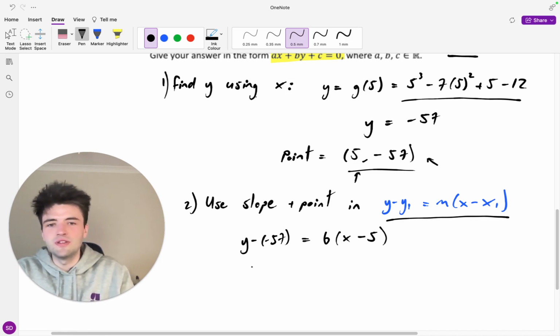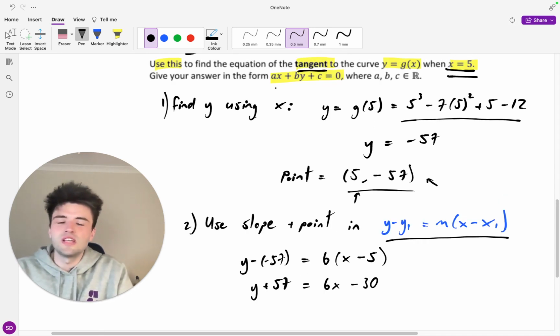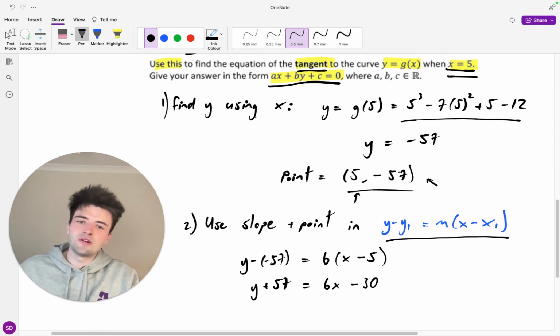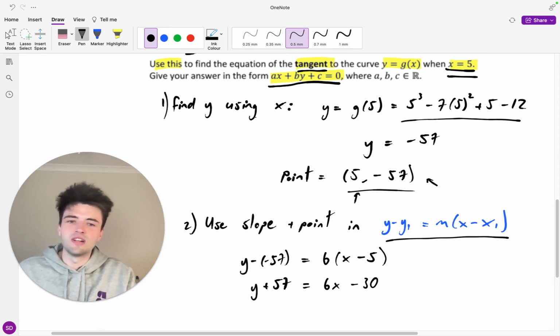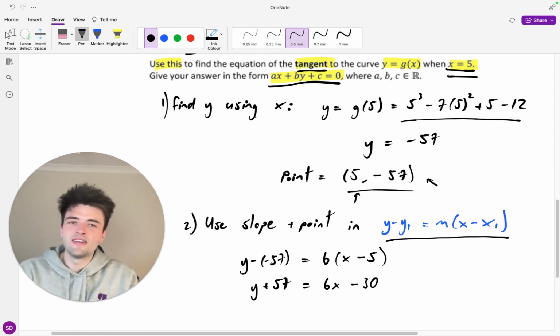And so now all that's left to do is to simplify this and to rearrange it. So we're going to have y plus 57 is equal to 6x minus 30, and then our next step is just going to be to get everything on one side, including y's and x's, and then just have 0 on the right hand side. Since we are told to give our answer in the form ax plus by plus c is equal to 0, so this is kind of just an alternative form we can give the line in, as opposed to y is equal to mx plus c, which is usually what we would opt for. But yeah, in this case, we're just going to be getting everything all onto one side.